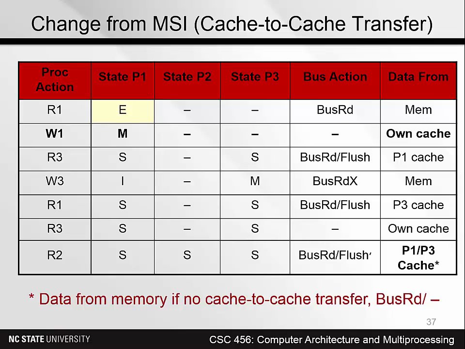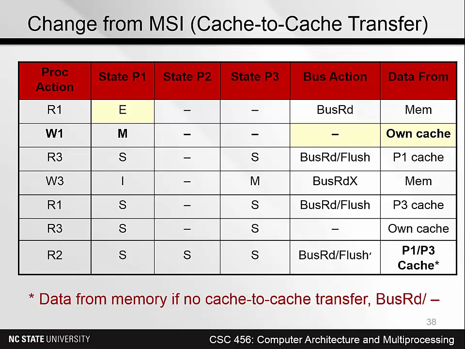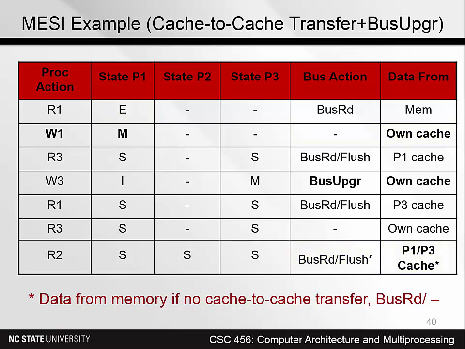Now let's take a look at how this protocol differs from MSI. One obvious difference is that processor 1 caches the block in state E. Then, when P1 writes the block, the state can change to M without a bus transaction or a read from memory. The last difference is due to the cache-to-cache transfer. Instead of a bus read and memory supplying the data, there's a bus read and a flush from another cache.